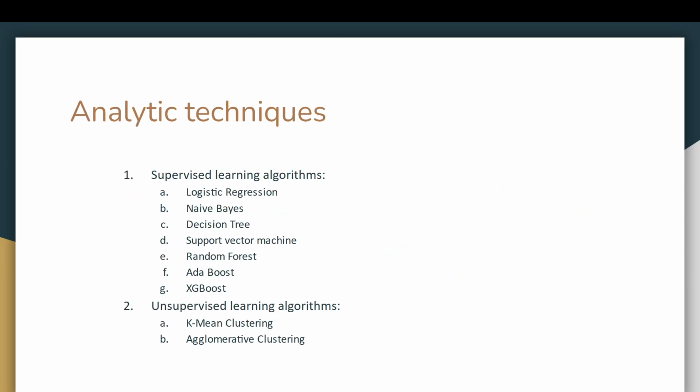A total of 9 machine learning algorithms are used in this paper, among which supervised learning includes logistic regression, naive Bayes, decision tree, support vector machine, random forest, AdaBoost, XGBoost, and unsupervised learning includes K-means clustering, agglomerative clustering.